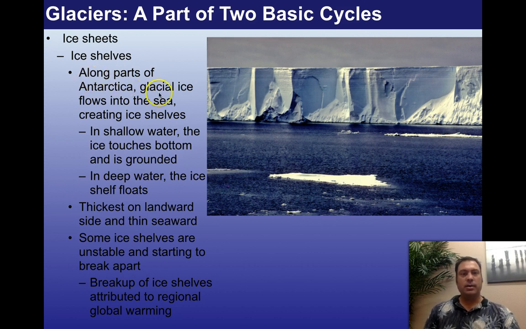Along parts of Antarctica, glacial ice flows into the sea, creating ice shelves. In shallow water, the ice touches the bottom and is grounded. In deep water, the ice shelf floats. And this is a very large ice shelf right here. Very, very tall, very thick. And in this case, this is the second of these two options here. This is an ice shelf that is not touching the ground. It is in fact floating on the water. But it is still connected to the continent.